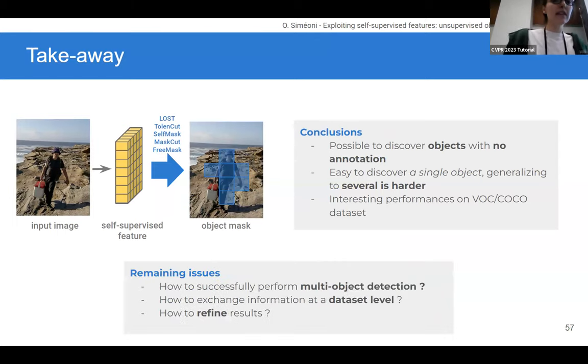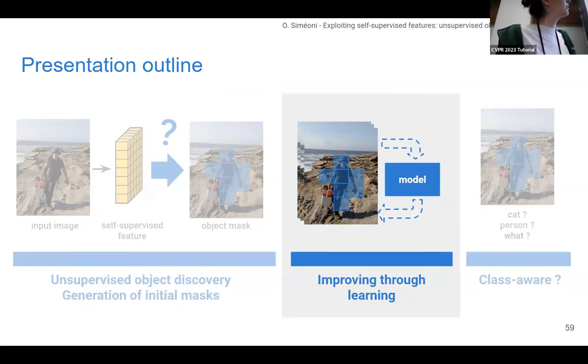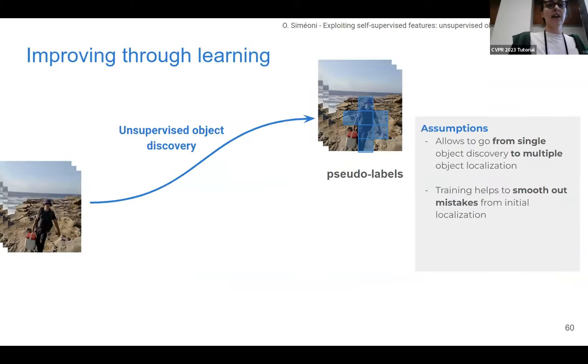What remained to be seen is how to go for a successful multi-object detection, how to exchange information at the dataset level. We have those datasets, we know there are repeating objects, how to use that? And so in general, how to refine results. So let's now go to the second part, which is improving through learning.